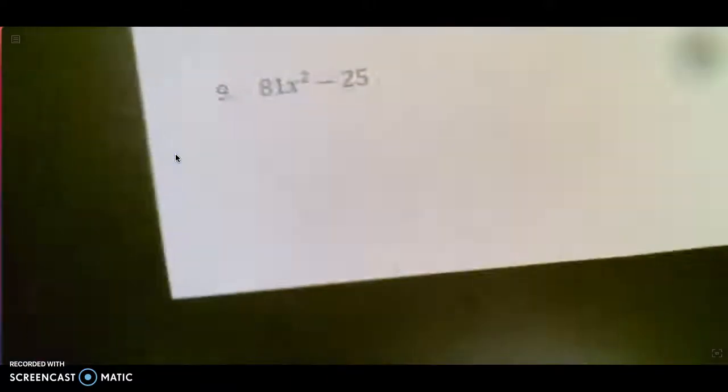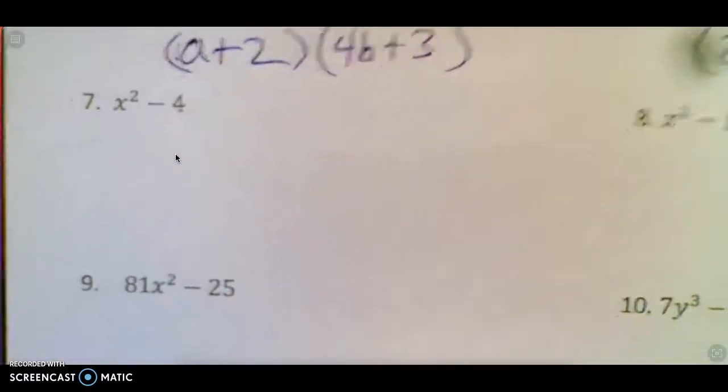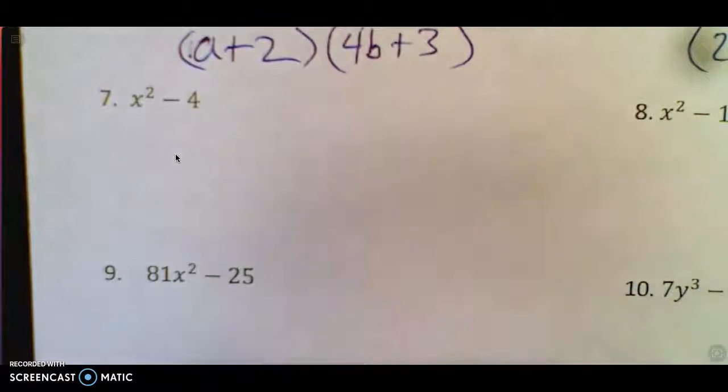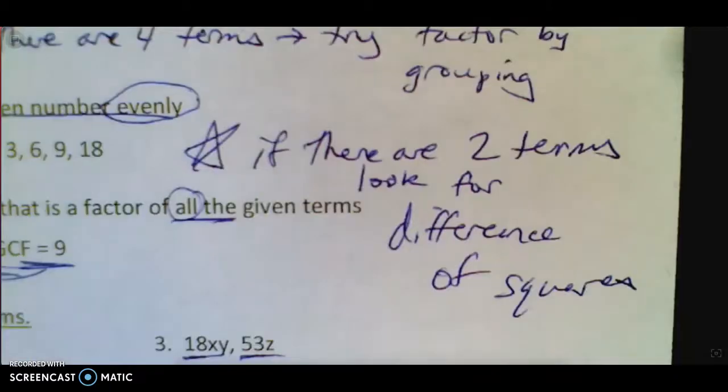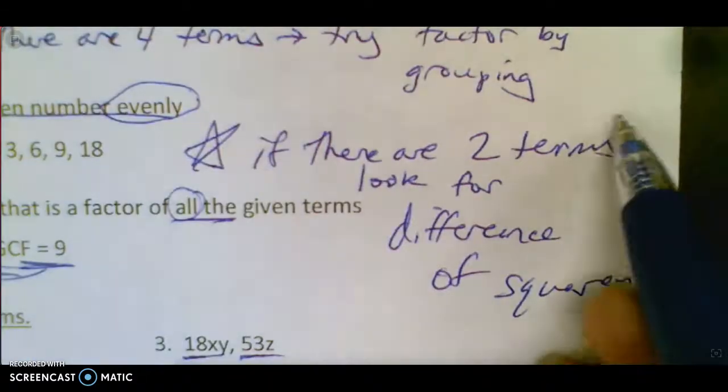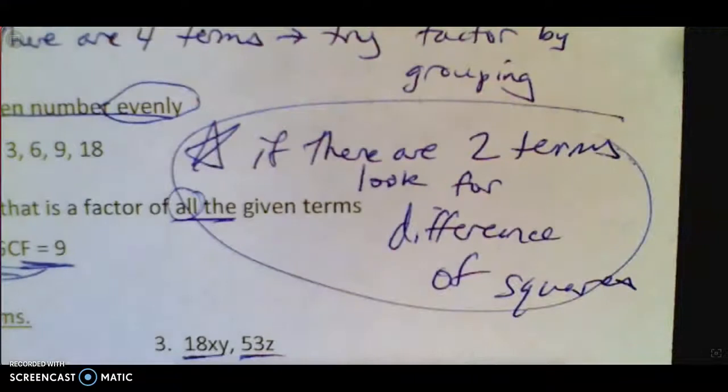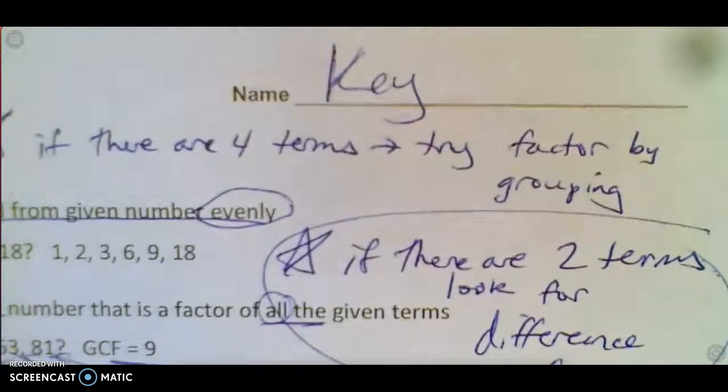This stuff is kind of cool. This is another easy factoring. If there's just 2 terms, you use factor by difference of squares. All right, write that at the top of your paper. If there are just 2 terms, use difference of squares. If there are 4, we'd use factor by grouping.